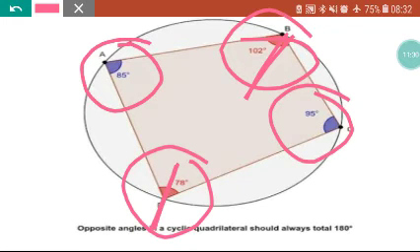Now we'll study theorems, and from there we'll understand more and more things. So just go through this, understand it nicely, and in the next class we'll learn some new topics.